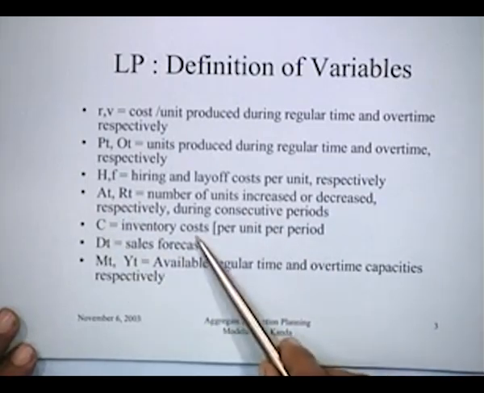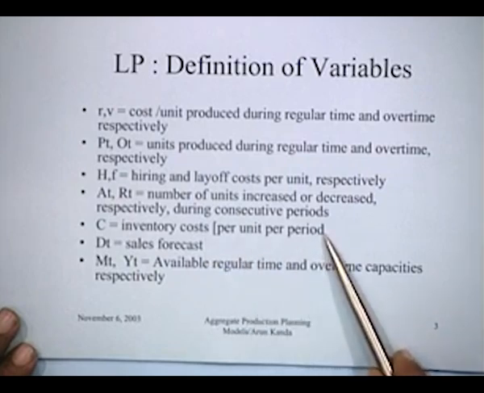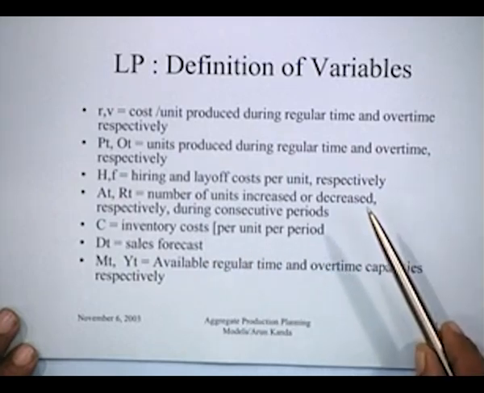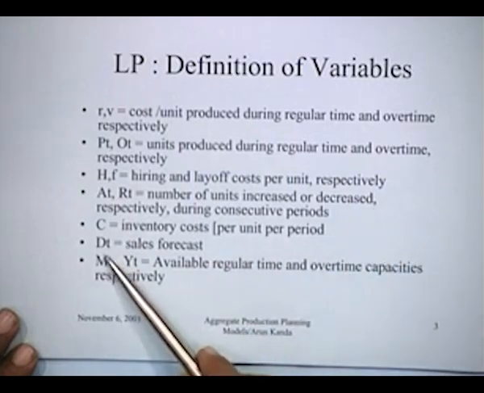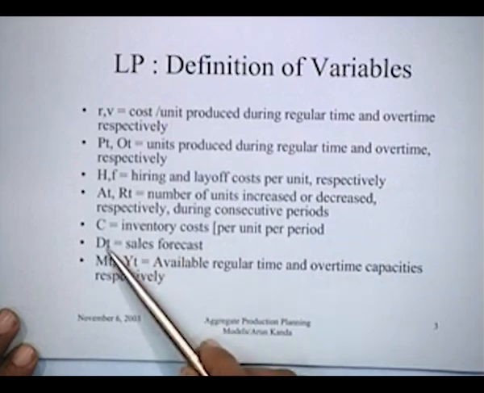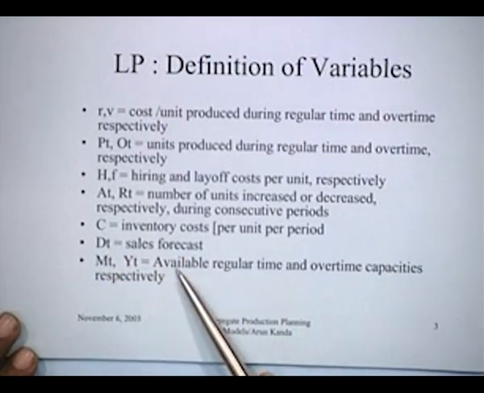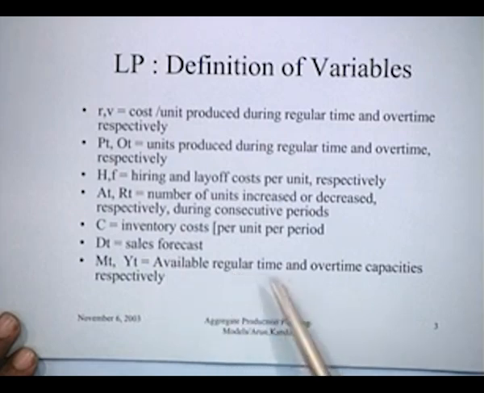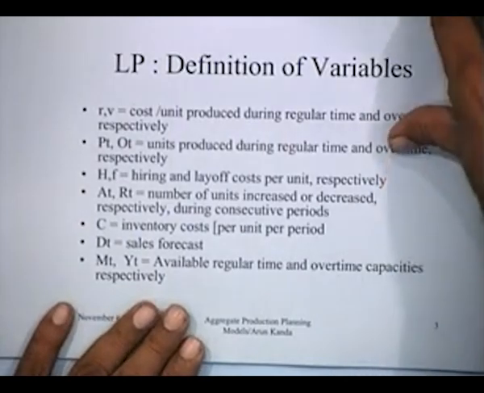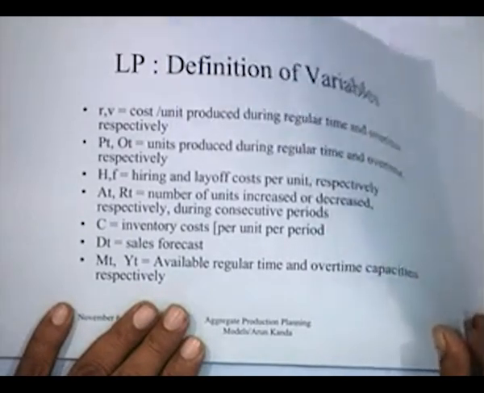C is the inventory cost per unit per period. DT is the sales forecast of the demand in period T, and capital MT and YT are the available regular time and overtime capacities respectively. So this would be the kind of data that you would need when you are trying to model the problem using linear programming. Let's then develop the linear programming objective function.